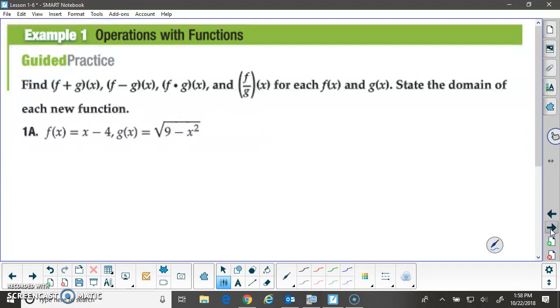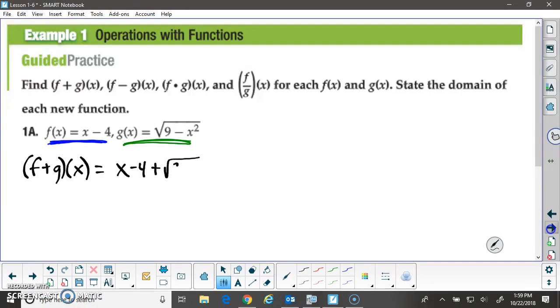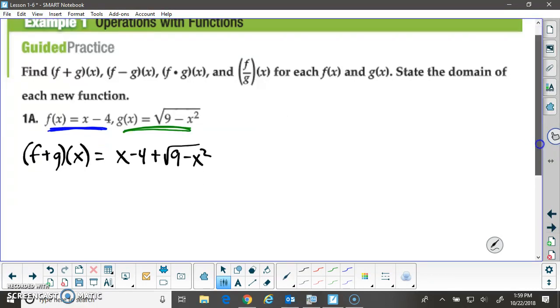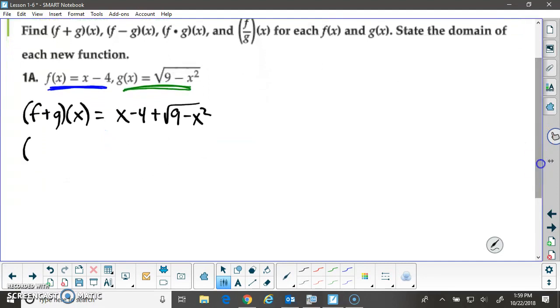Same kind of problem, different example. Here we have two functions. Here's f of x, and here's g of x. The first thing we do is find f plus g of x. That would give us x minus 4 plus the square root of 9 minus x squared. The next one is the difference, and that would be x minus 4 minus the square root of 9 minus x squared.